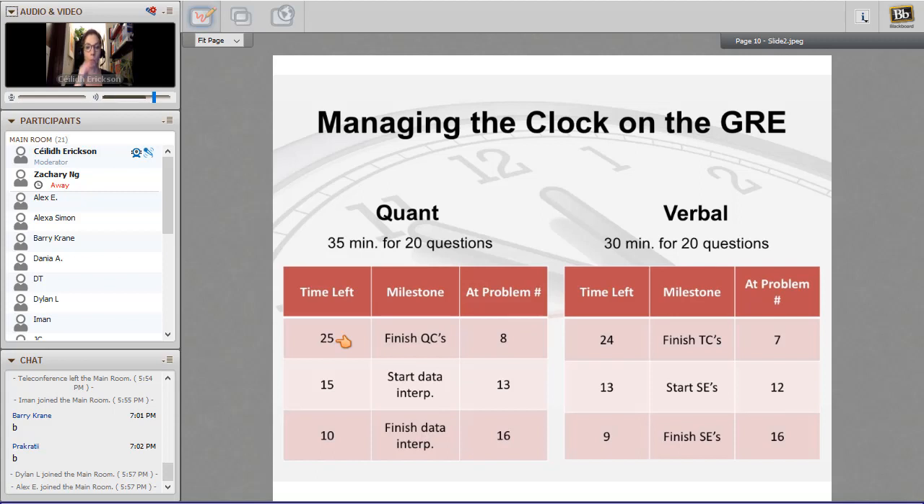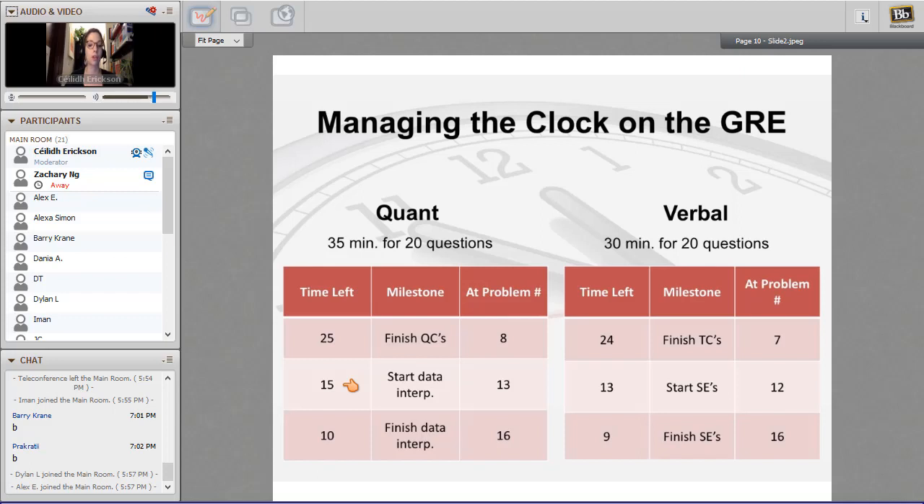Then you'll get multiple choice questions, discrete quant in other words. You'll get 5 of those. And then the question type will flip over to data interpretation. That's where you get charts and graphs. When you notice that question flip, it's usually around problem 13, then look up at the clock and you should see 15 minutes remaining.